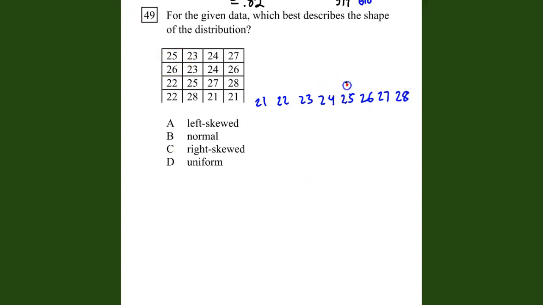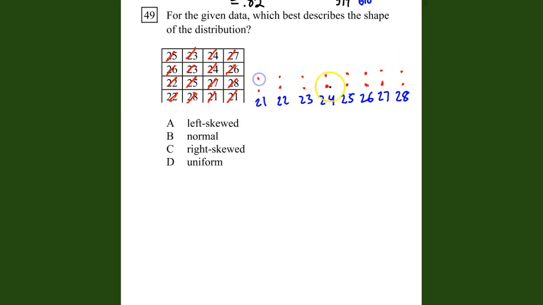So 25, 23, 24, 27, 26, 23 again, two 23s, 24, and 26, 22, 25, 27, 28, 22 again, 28 again, and 21 and 21.